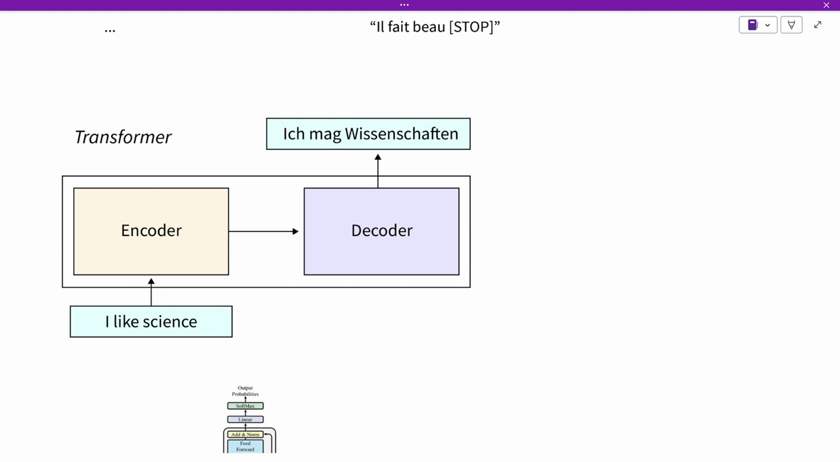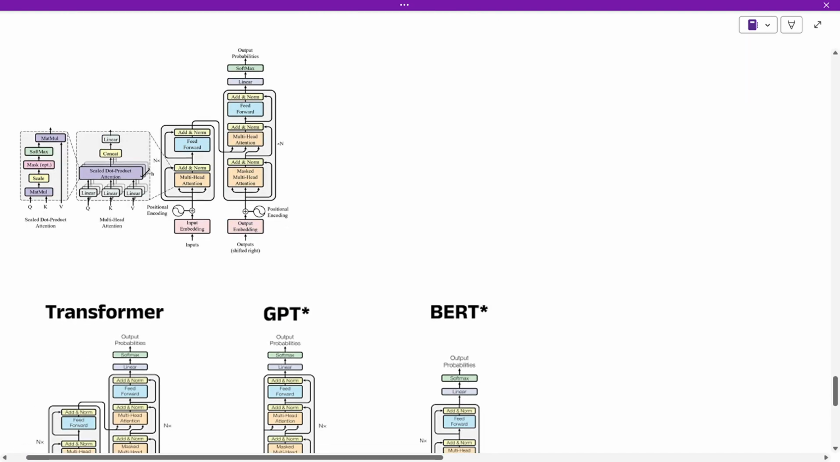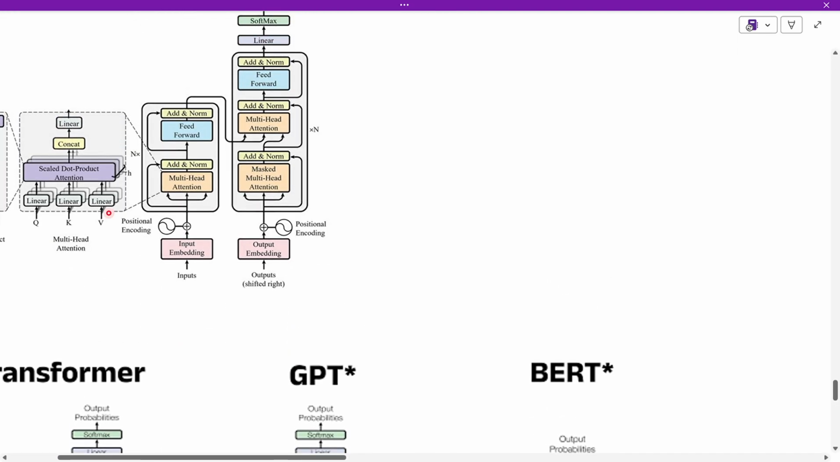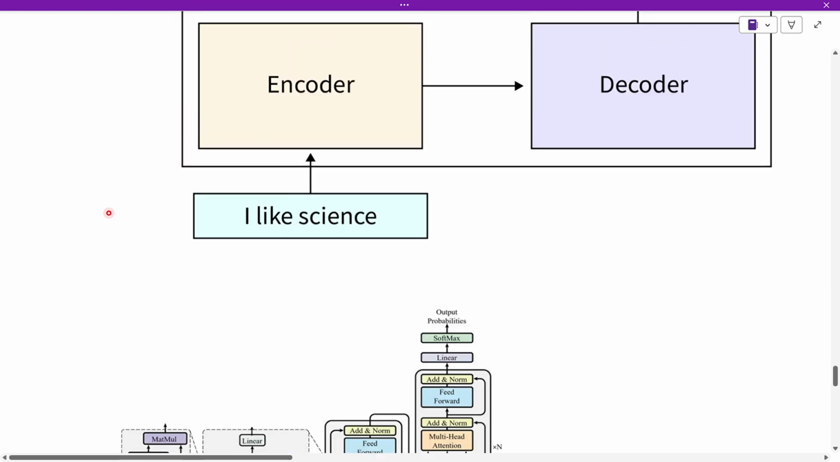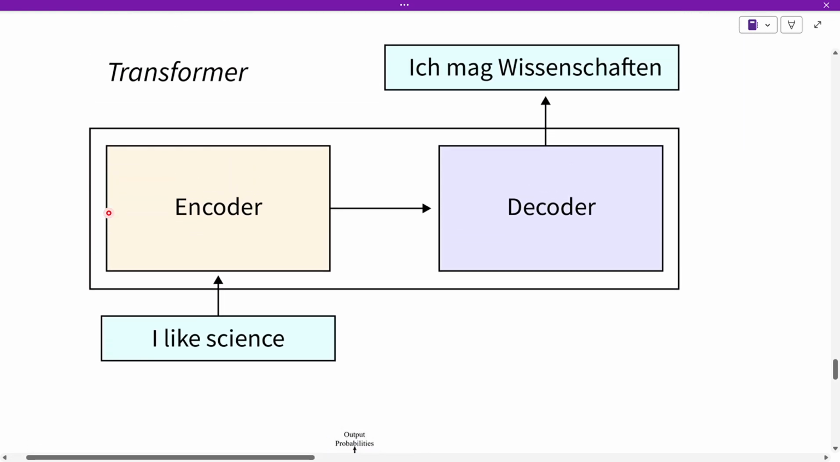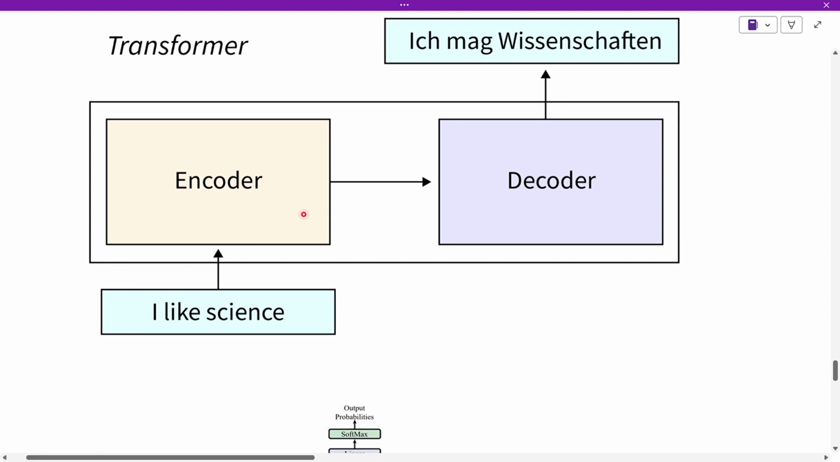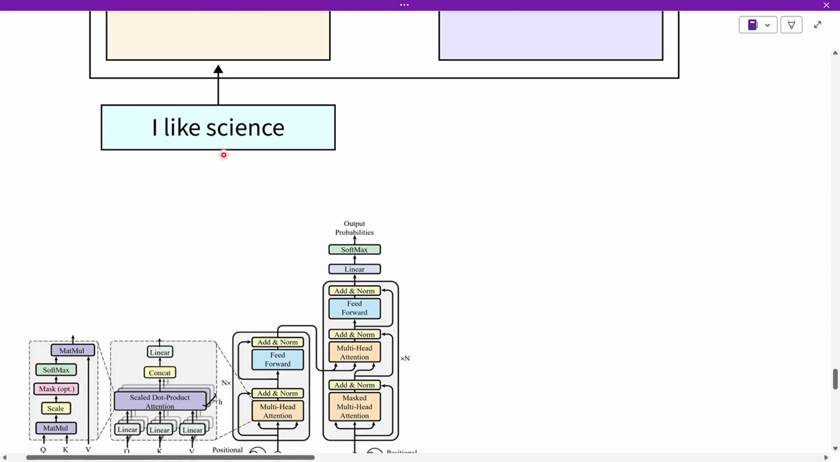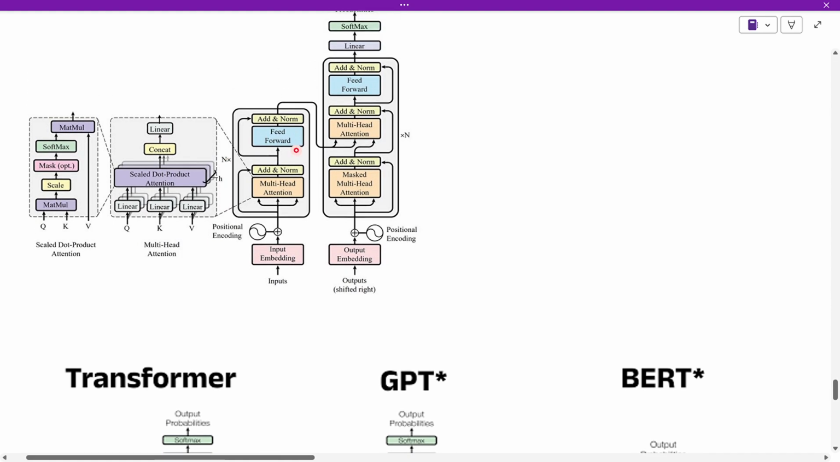But later it was used to process the text where the context was needed. So this is the base working of how a transformer works. And if we were to go into the encoder and the decoder, we have such an architecture with a multi-head attention and add and normalization layers.